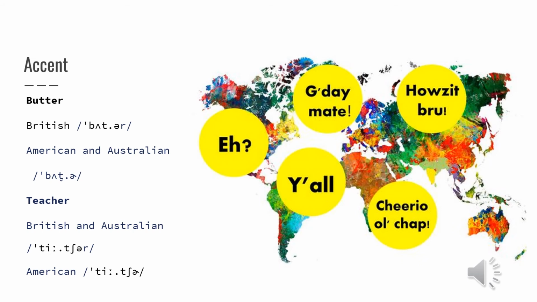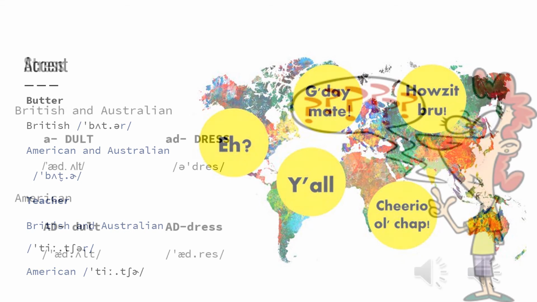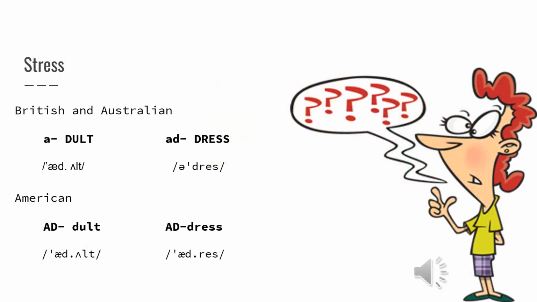Another example, teacher. In British and Australian, they say teacher. In American, teacher. We can also find differences in stress and intonation, as Peter Roach put as an example between Australian English and the BBC pronunciation. The difference in accent is easily recognizable.